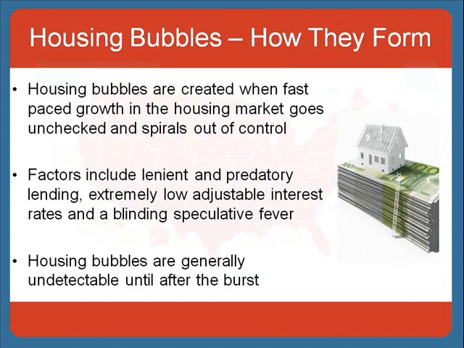Housing bubbles are formed when certain factors combine to create fast-paced growth in the housing market which goes unchecked and spirals out of control. Several of the most important of these factors are lenient and predatory lending, extremely low adjustable interest rates, and a blinding speculative fever. In most cases, housing bubbles are undetectable until after a burst because of the speculative fever which causes people to blindly believe that real estate values will continue to climb and the economy will continue to grow.